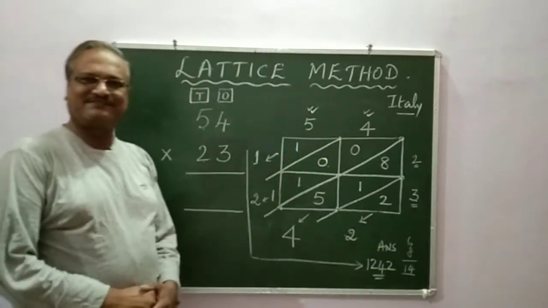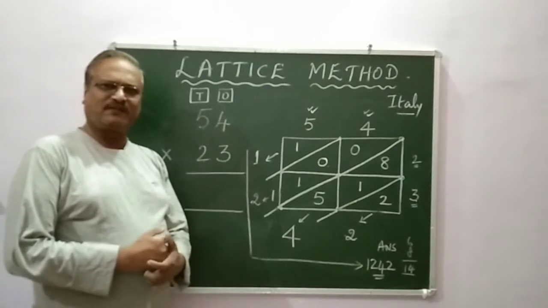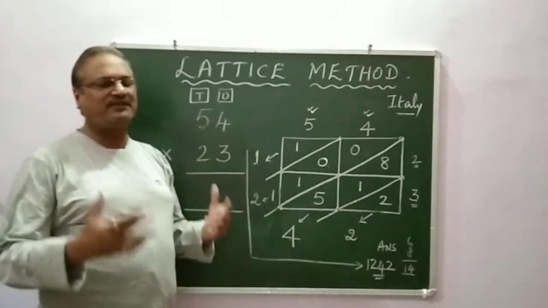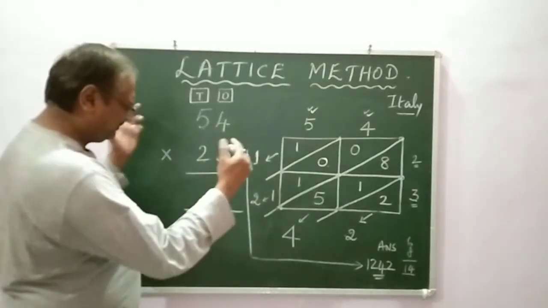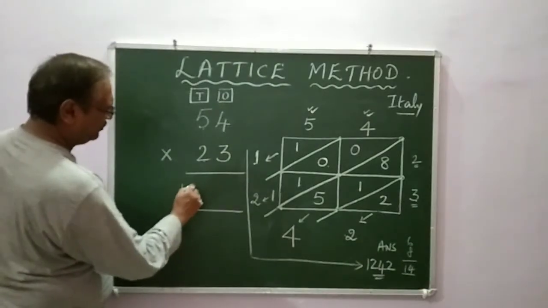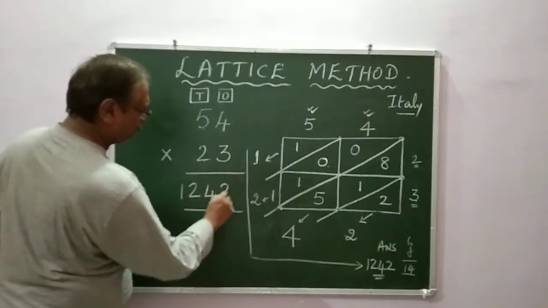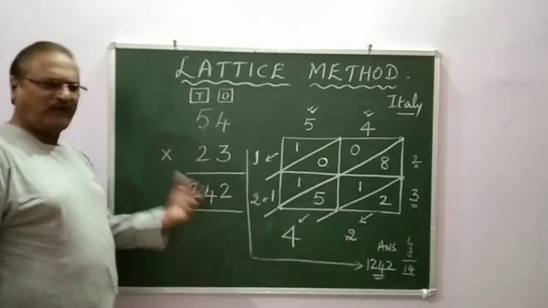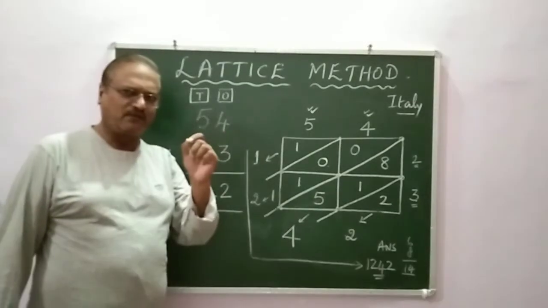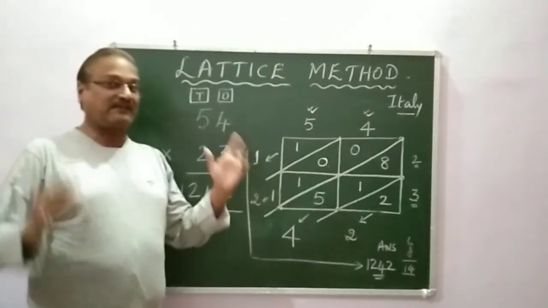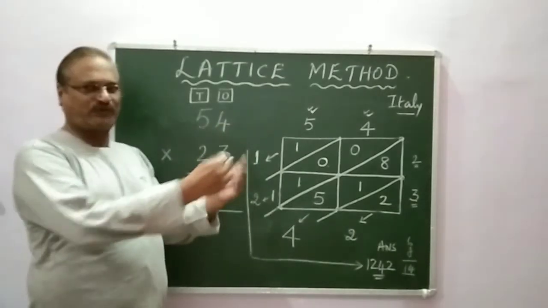Do you understand? Is it very difficult? If you practice, it will become very easy. Blindly I will write here 1 2 4 2. You try yourself. If I am wrong, you just write that you are wrong. Okay, I will accept and then I will do it again for you.